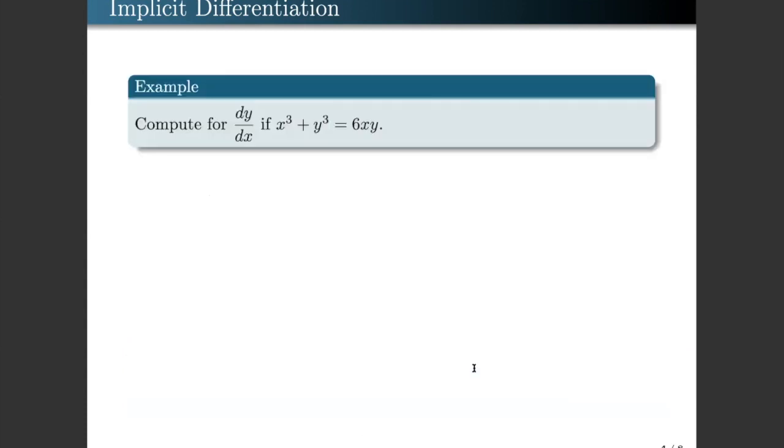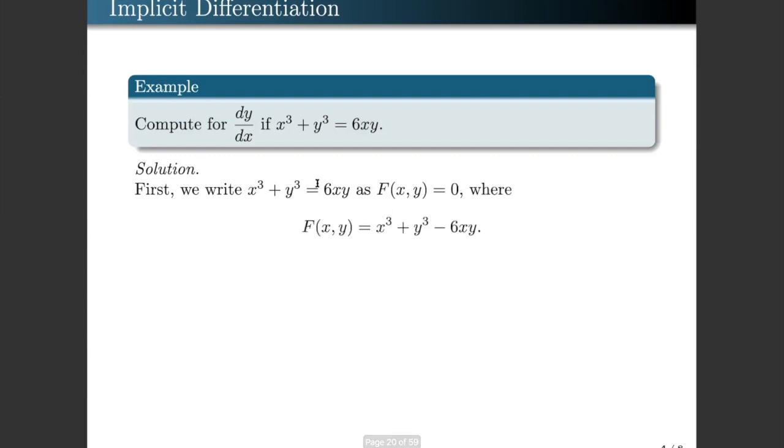Right, let's go back to the example that we had earlier, but this time we'll use a formula to compute for the derivative of y with respect to x. But remember that we must first write this in this format where the other side is a constant. So we transpose 6xy to the other side. That gives us x cubed plus y cubed minus 6xy. So that's our capital F of x, y. And we know that to be equal to 0.